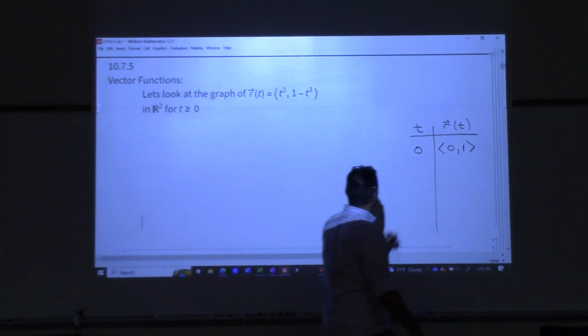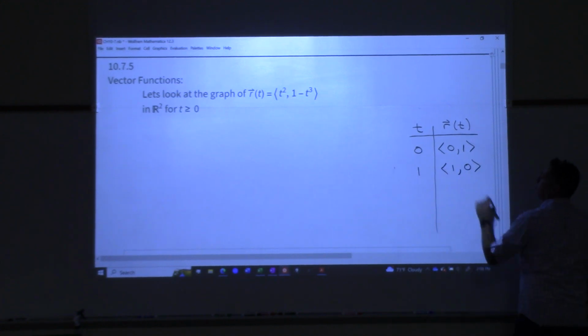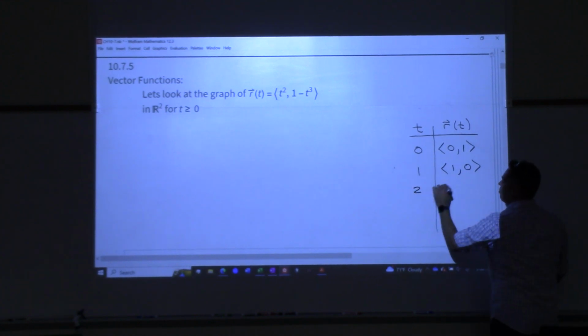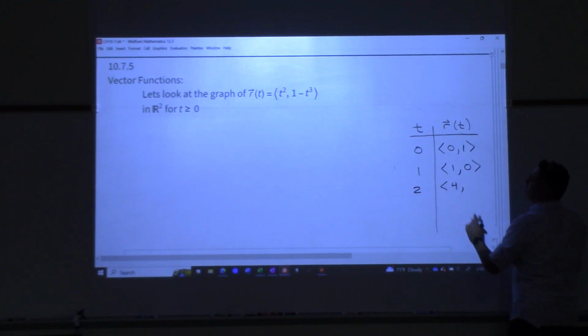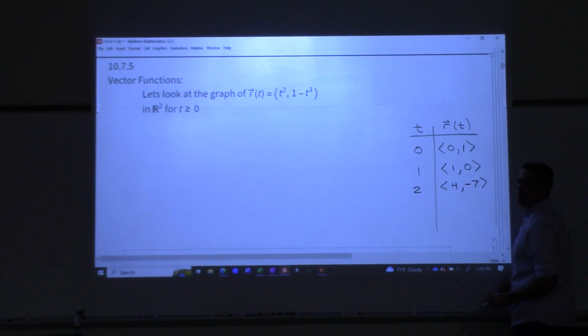Let's do another one. Plug in 1, we get 1, 0. We'll do one more. Plug in 2, we get the vector with first component 4. 2 cubed is 8, and 1 take away 8 is negative 7.